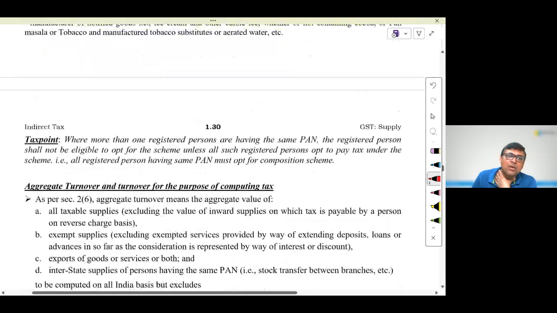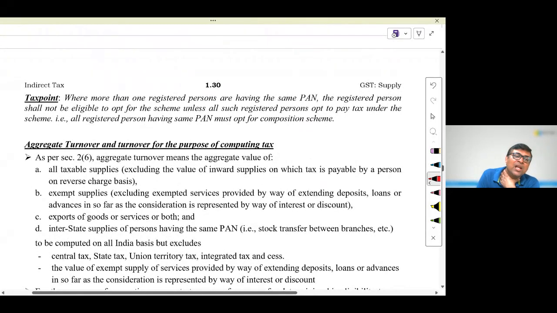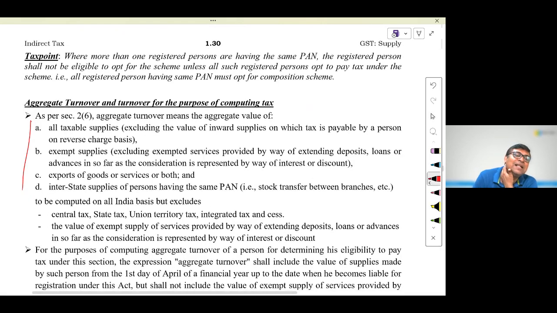One more thing, what do you mean by aggregate turnover? For the purpose of calculating this threshold limit, we require aggregate turnover. So what should be considered as aggregate turnover? Aggregate turnover means the aggregate value of taxable supply, excluding the value of inward supply on which you are supposed to pay tax on reverse charge basis. That means the supply made by you in the preceding financial year on which forward charge is applicable.